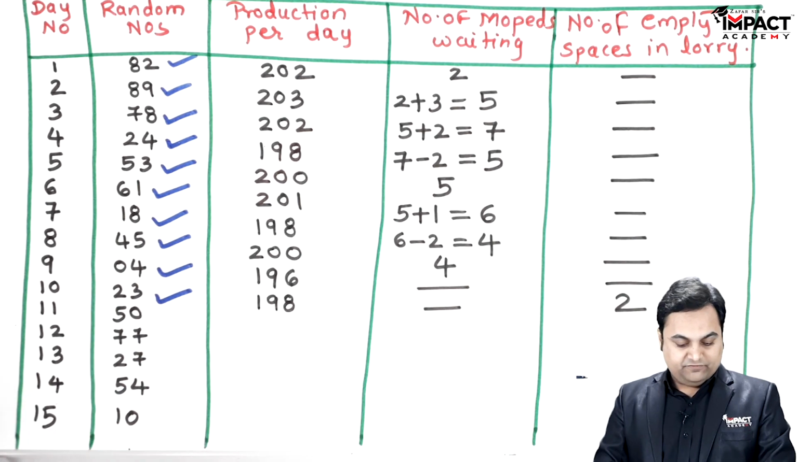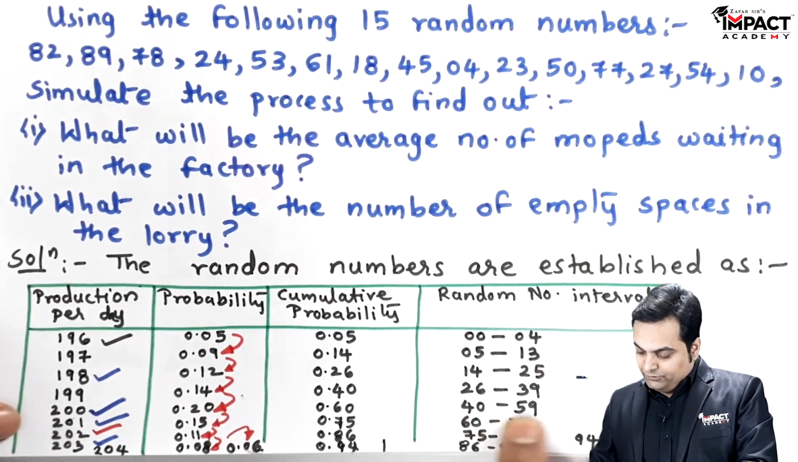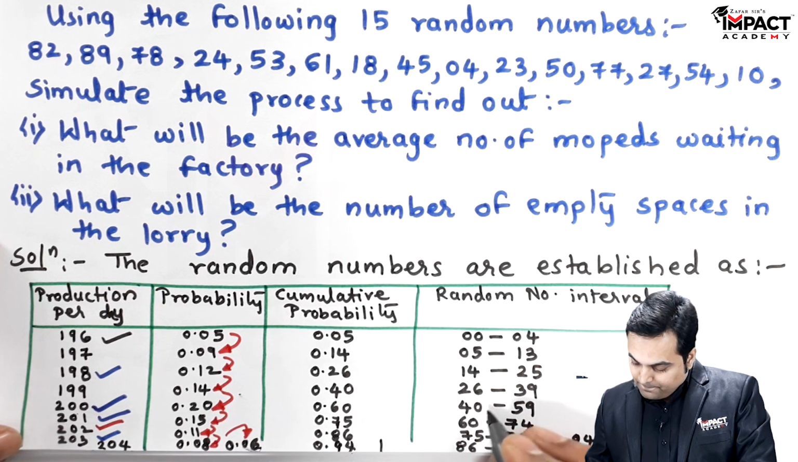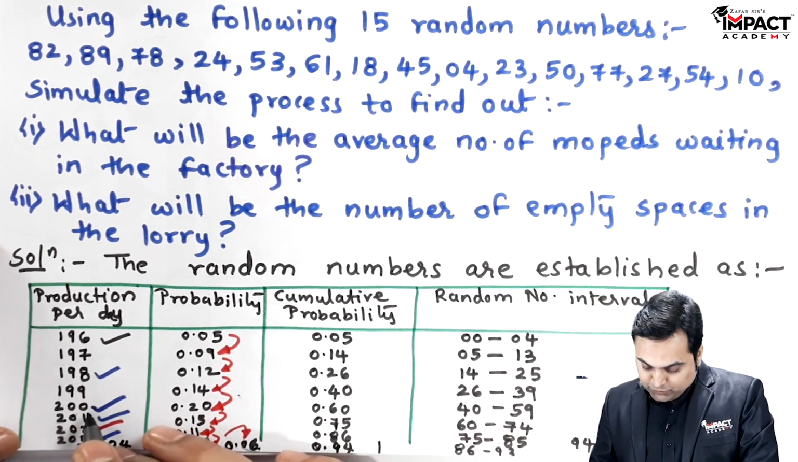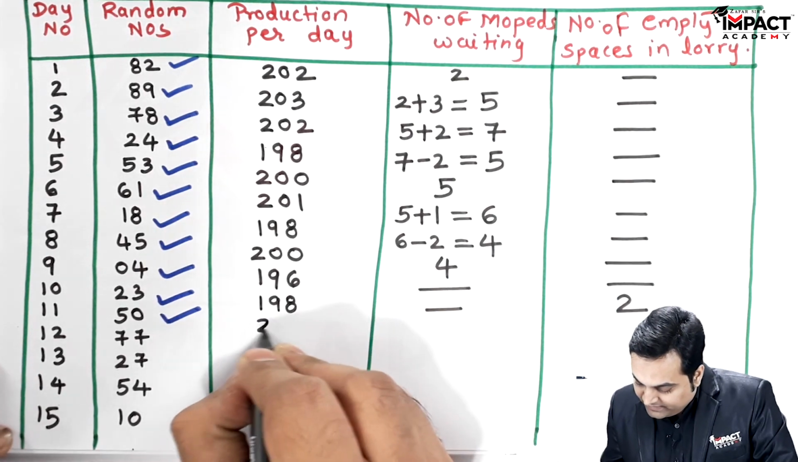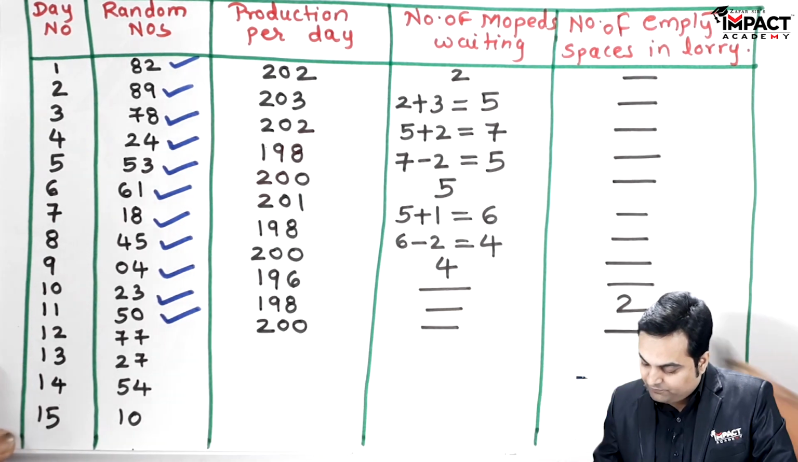Then the number is 50. 50 is in the range of 40 to 59, and when it is 40 to 59, that corresponds to 200 mopeds as we see here. So I am writing again 200. Now exactly 200 would be transferred, so no mopeds waiting, no empty spaces.